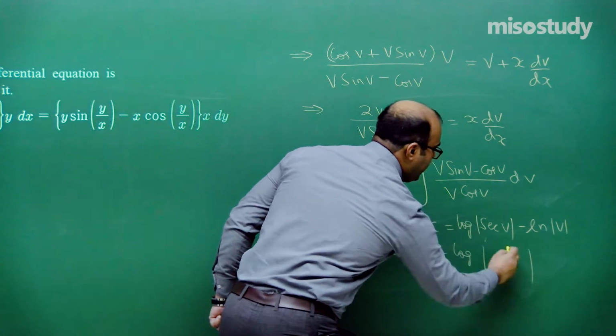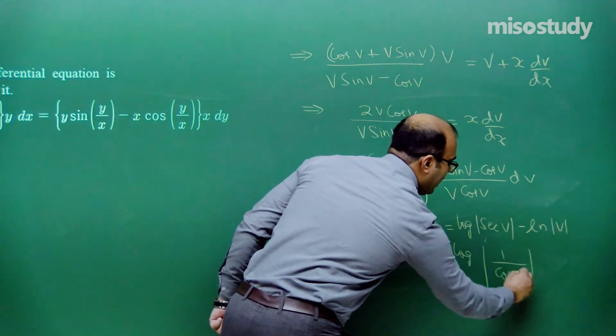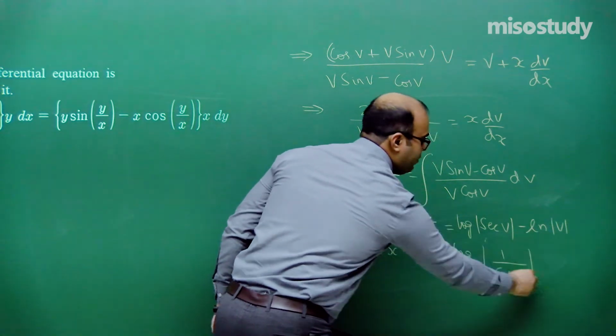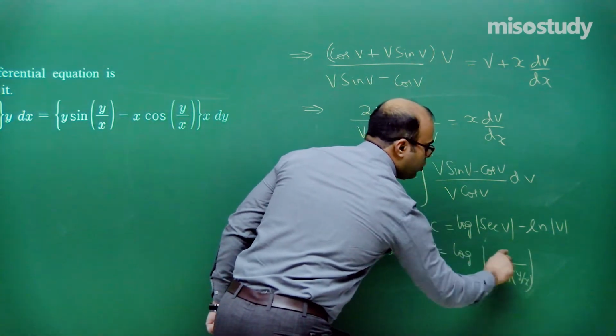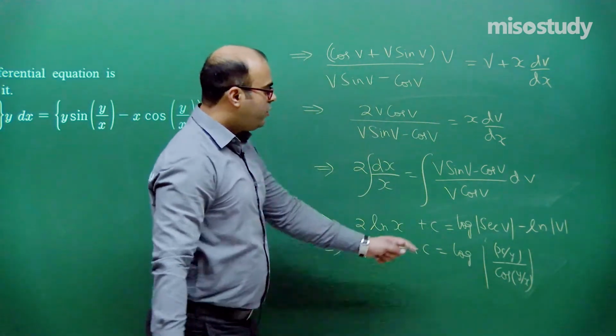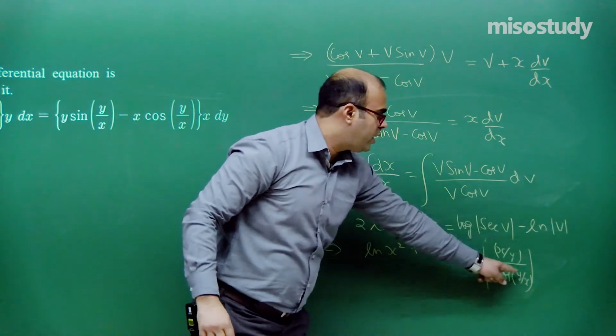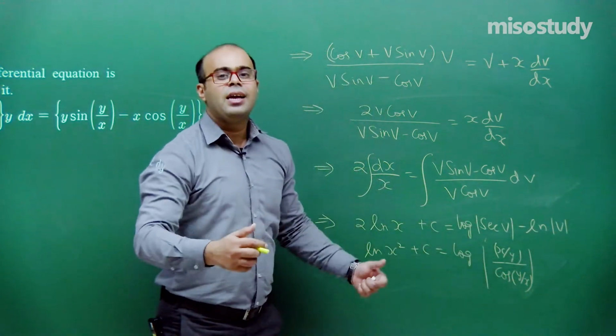Actually this will be 1 by sec v, that is cos of y by x, and here it will come downside y by x, so upside it will become x by y in the numerator. So we have just used the property of log. This minus this is actually log of this divided by this, and we have substituted v as y by x.